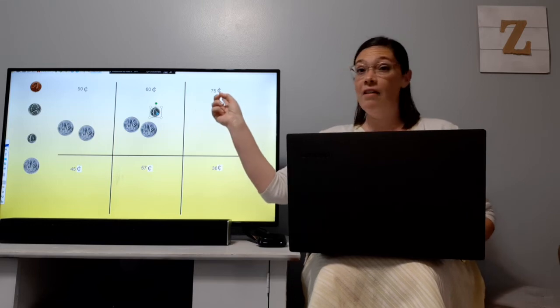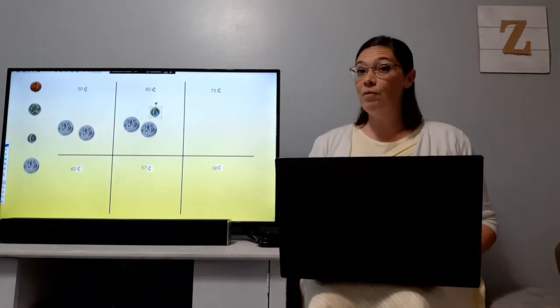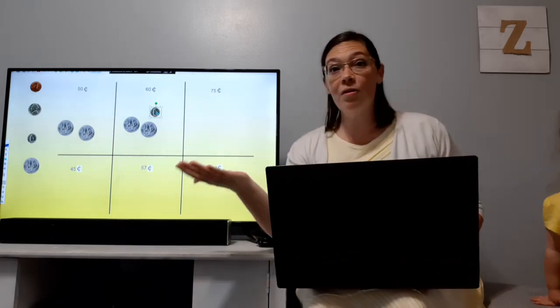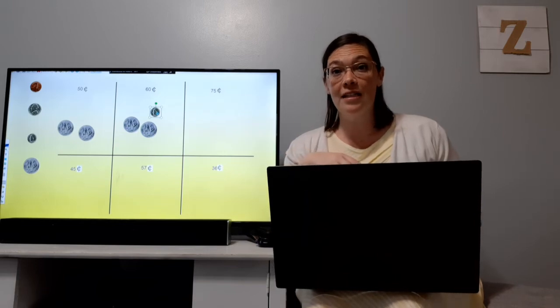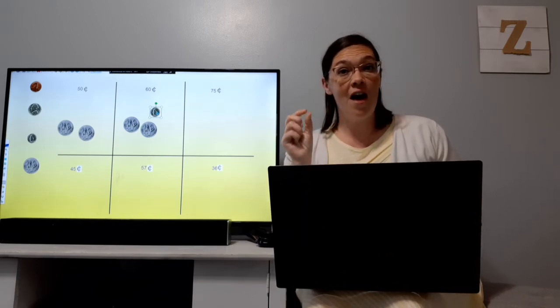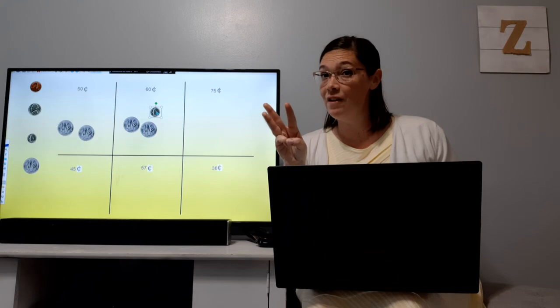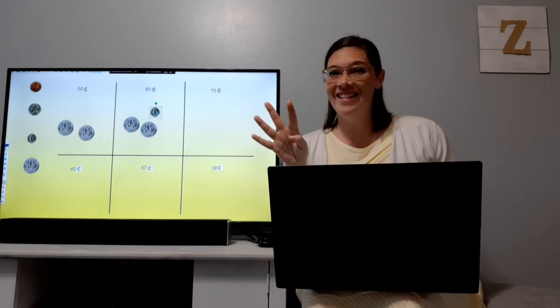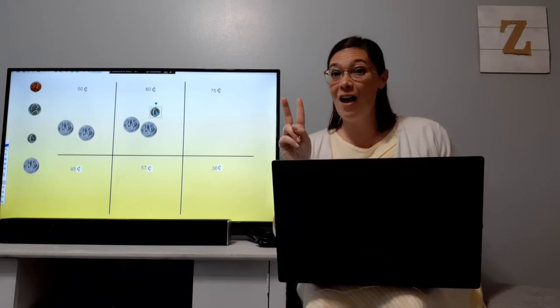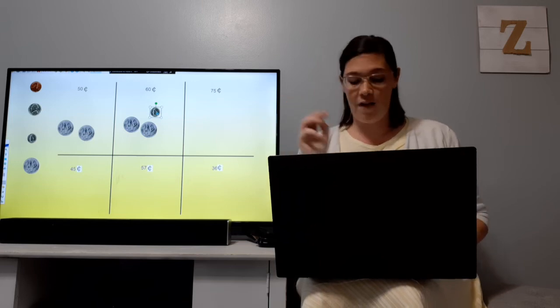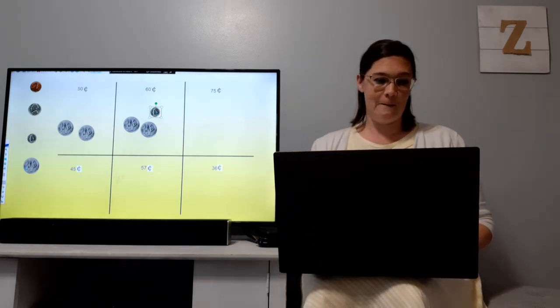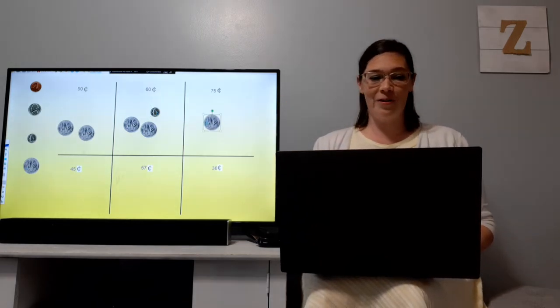Now we're gonna go up a little higher here. What group of coins could we use to represent 75 cents? 25, 50, 75, $1, right? So 25, 50, 75. How many quarters could I use? I can use 3 quarters to represent 75 cents.